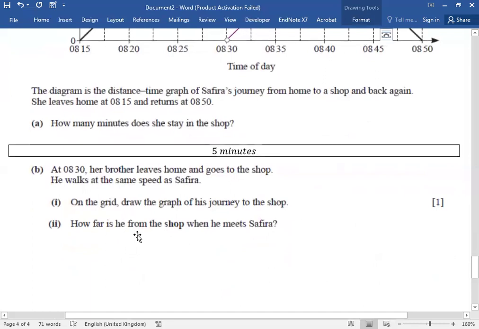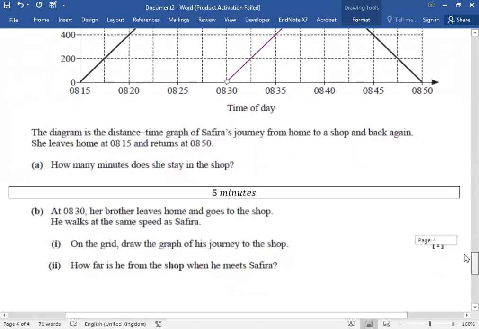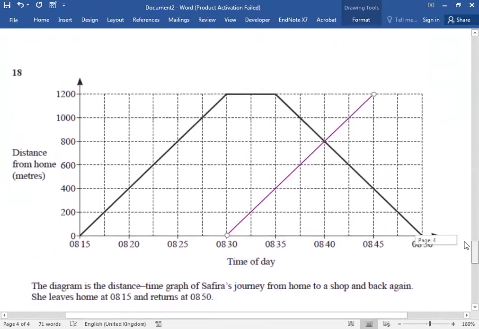How far is he from the shop when he meets Safira? When does he meet Safira? पहले तो ये बात बताओ. What about 8:40? 8:40 पे his distance from his home was equal to Safira's distance from the home. But Safira was on her way back and the brother was going to the shop. So that means they met at this point. They have met at this point, but the question is asking us how far they are from the shop. Be very careful about it.